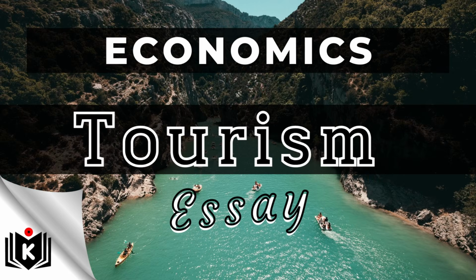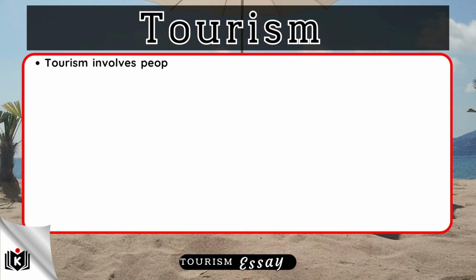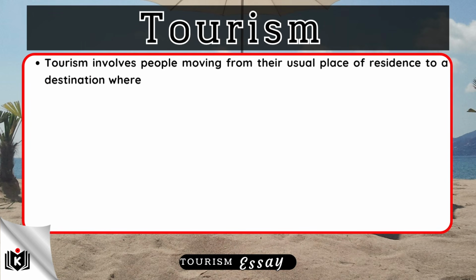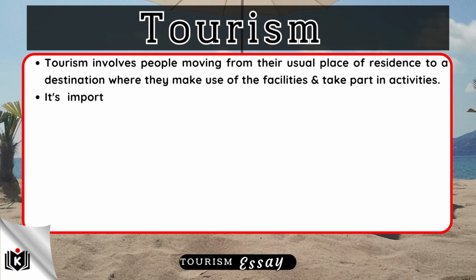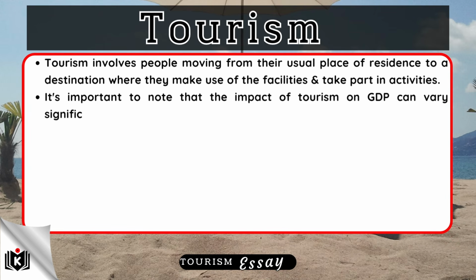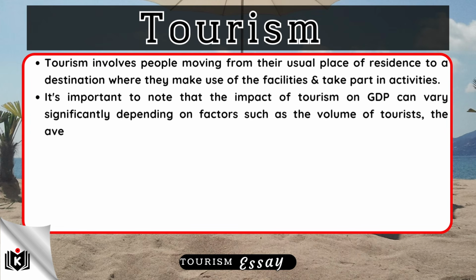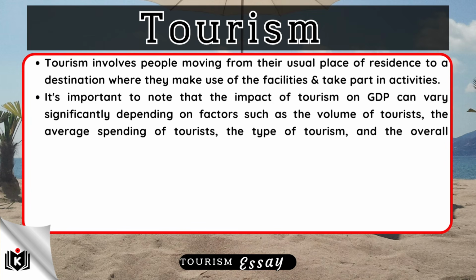In conclusion, tourism involves people moving from their usual place of residence to a destination where they make use of the facilities and take part in activities. It's important to note that the impact of tourism on GDP can vary significantly, depending on factors such as the volume of tourists, the average spending of tourists, the type of tourism, and the overall economic conditions.